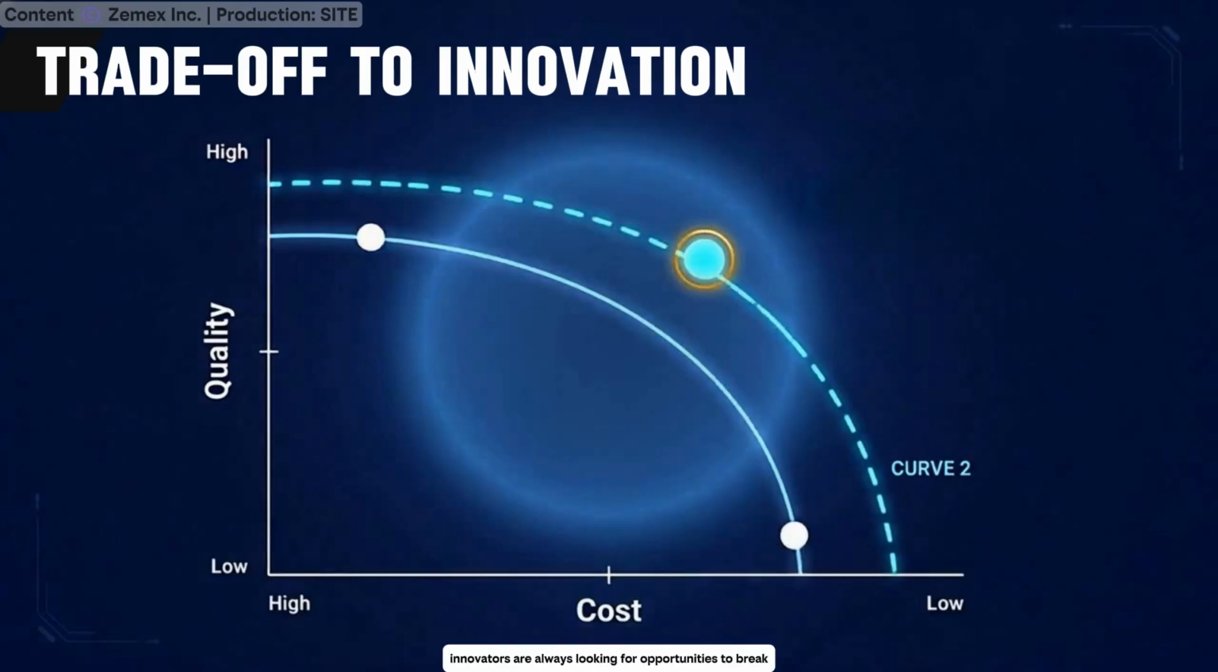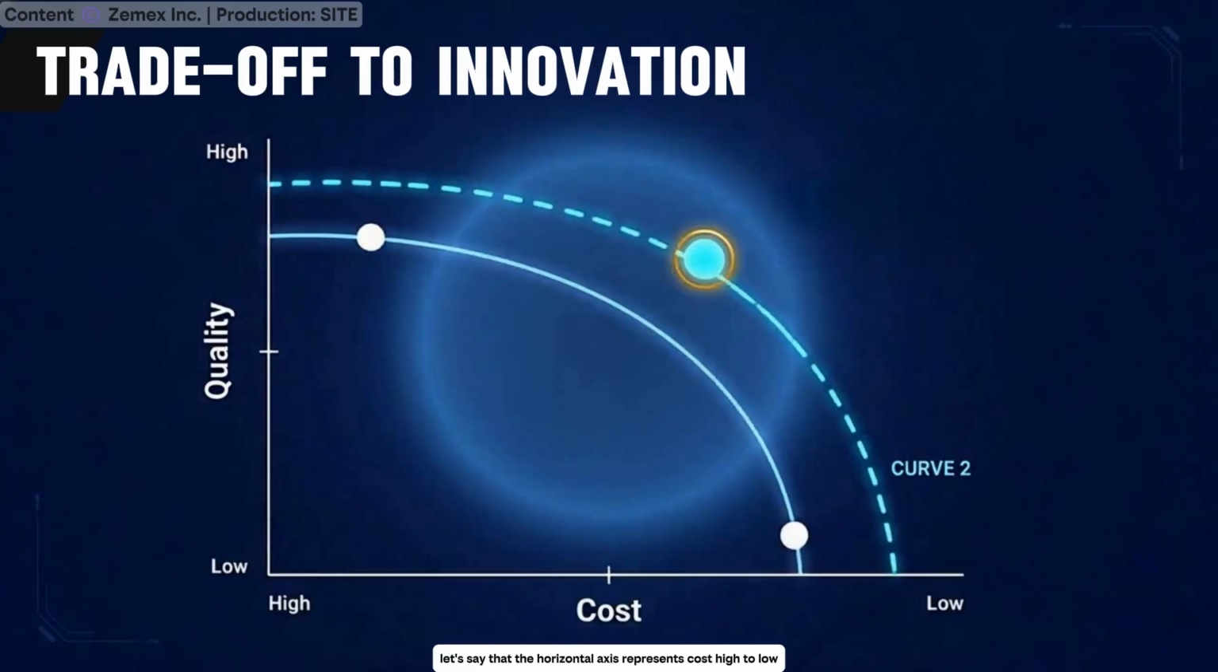True innovators are always looking for opportunities to break these traditional trade-off relationships, meaning that they find ways to maintain or even improve quality while reducing cost. It may not be easy, but if you find a way to make that happen, you will be able to enjoy a competitive advantage. Look at the picture on the slide.